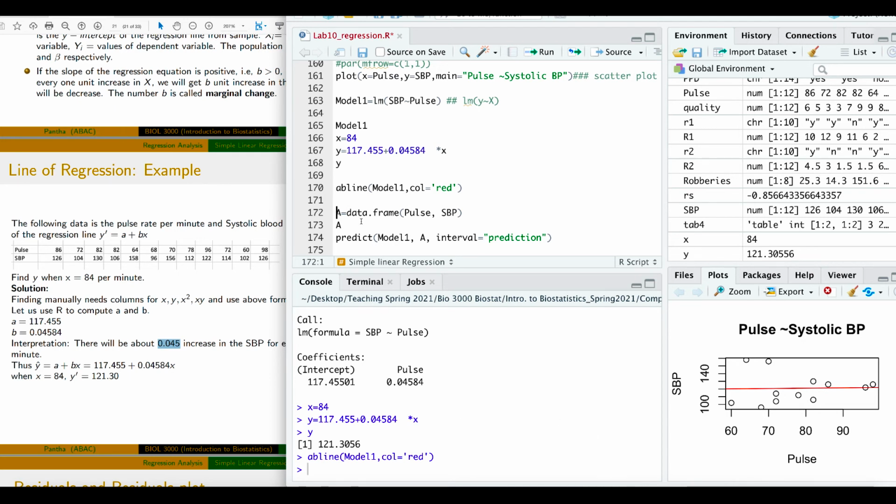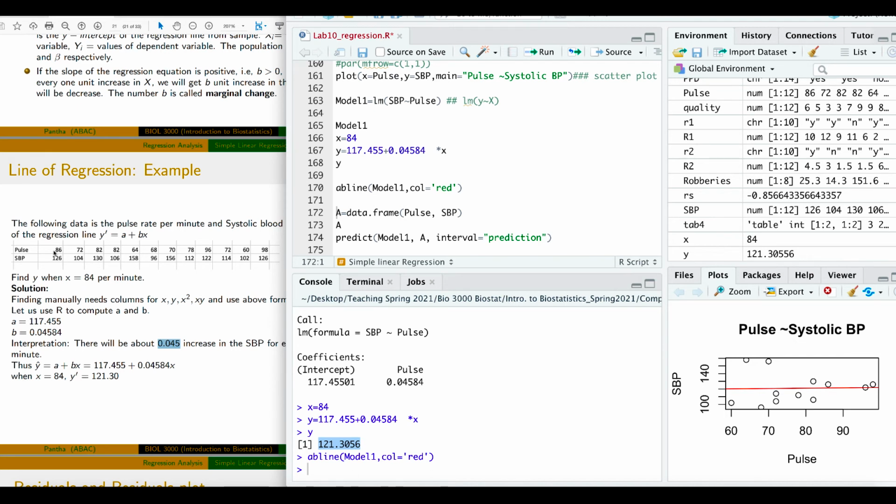Okay, now what I want to do is I want to find out the prediction for all the values. So what we want to do is we want to find out the prediction interval for it, because what we got here is for x equals to 84, you got the predicted value or the y value is 121.3056. But what is the 95% confidence interval for this case? So we want to know that too.